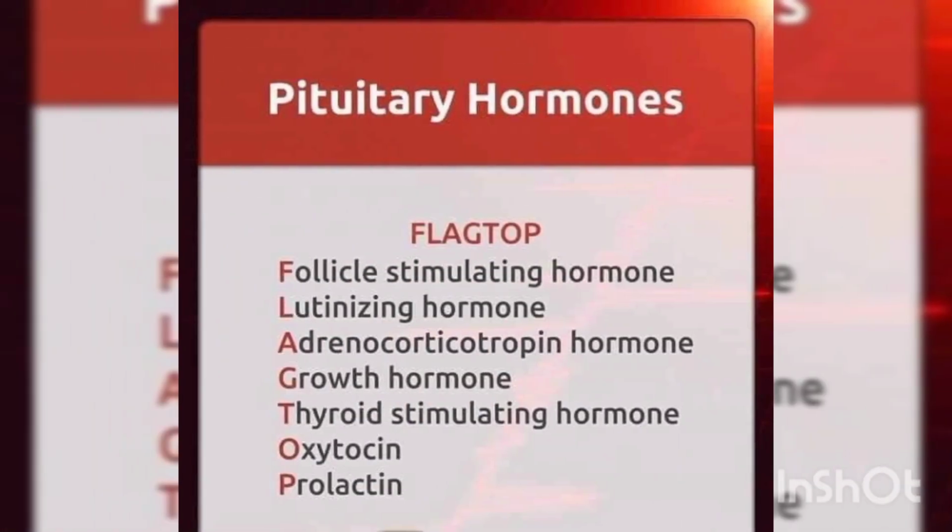Which are the pituitary hormones? For that, there is a mnemonic called FLAG TOP. F for follicle stimulating hormone, L for luteinizing hormone, A for adrenocorticotropin hormone, G for growth hormone, T for thyroid stimulating hormone, O for oxytocin, and P for prolactin.